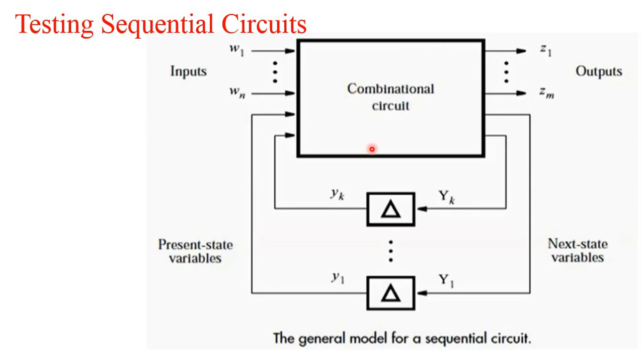This is the general approach for the sequential testing method. That is nothing but the combinational circuit. Here the inputs are W1 to Wn and the outputs are Z1 to Zn. The next state variables are Y1 to Yk and the present state variables are Y1 to Yk. The next state variables and the present state variables are not externally available variables. Because of this, the sequential circuit is difficult to test.